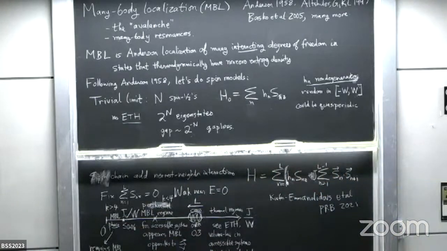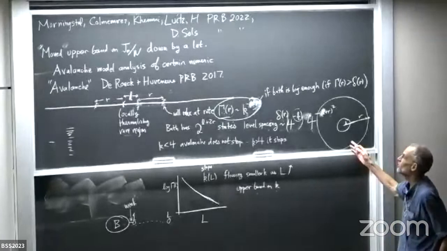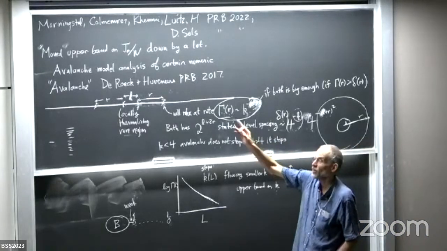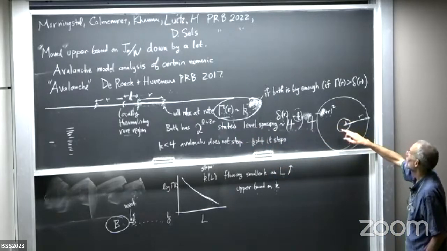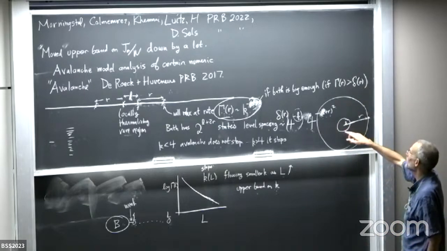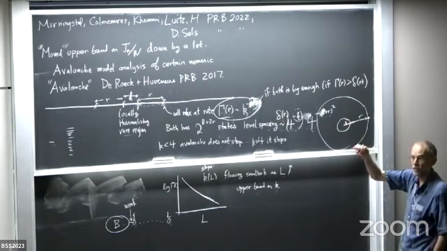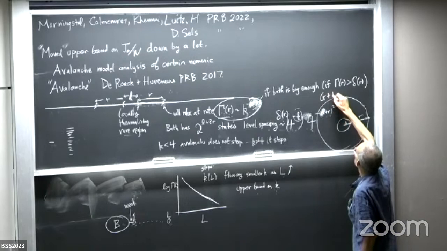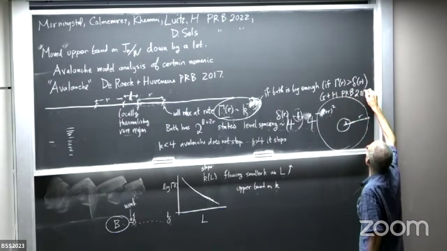And if you ask, what is the MBL phase transition in 2 dimensions? It's not about when the avalanche stops. It's when the avalanche starts. And so you have to do an analysis and ask, in a system L by L, will there be a patch where the avalanche can start? And Sarang Gopalakrishnan and I did an analysis of that, with, of course, lots of assumptions.